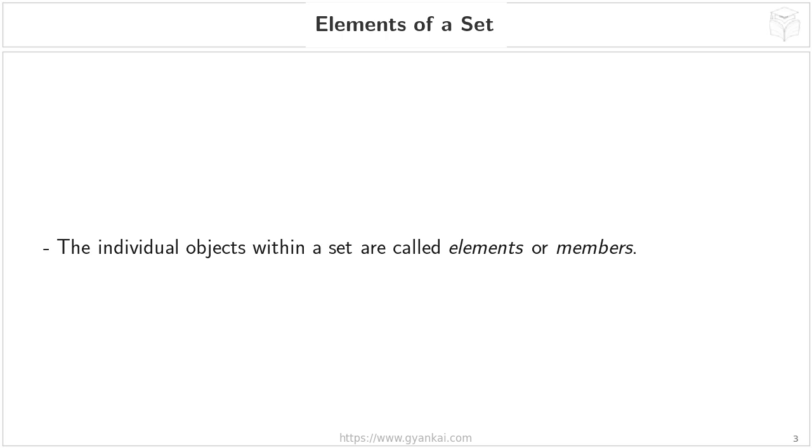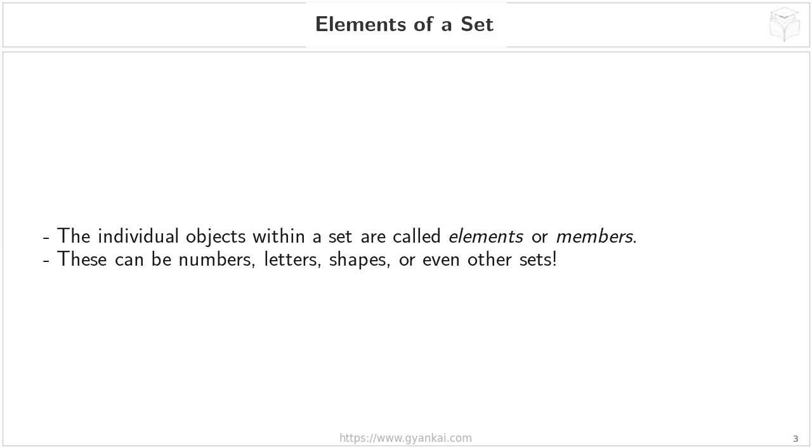Elements of a set. Now, this slide tells us that the individual objects within a set are called either elements or members. These terms are interchangeable, so you can use whichever you prefer. Think of it like the individual pieces that make up the whole collection. And here's a really important point. These elements aren't limited to just numbers. They can be absolutely anything. They can be numbers like 1, 2, 3, or even decimals and fractions. They can be letters like A, B, C. We saw an example of that on the previous slide with the vowels. They can even be shapes like circles, squares, and triangles, as we'll see in a later example.